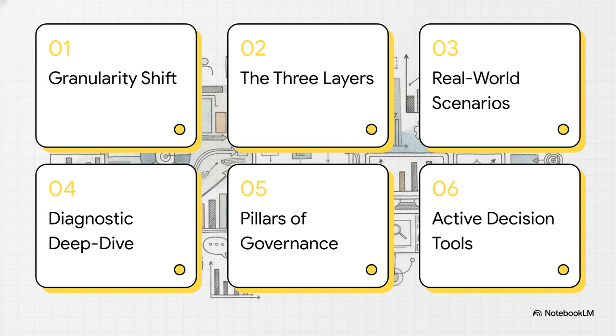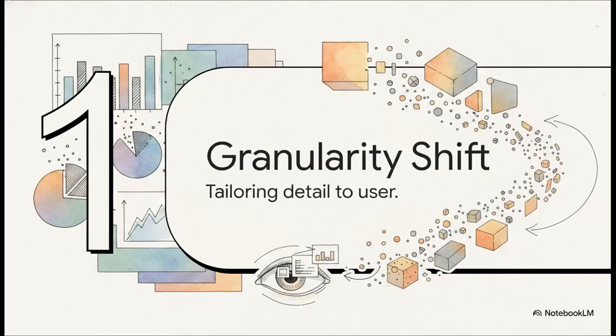Okay, let's dive into this. Here is our roadmap for how we're going to fix these broken reporting structures today. We'll cover 1. The granularity shift, 2. The 3 layers, 3. Real-world scenarios, 4. The diagnostic deep dive, 5. 6 pillars of governance, and 6. Active decision tools.